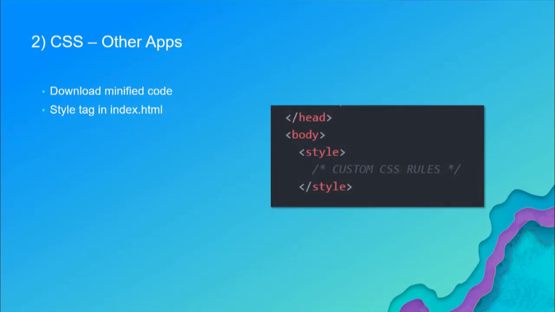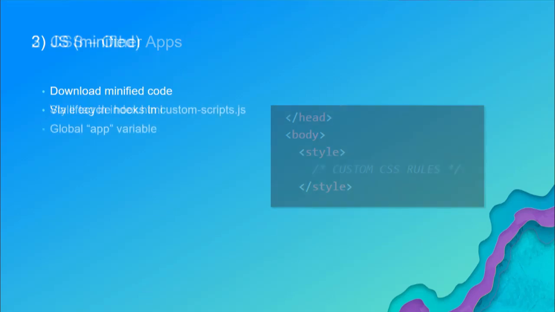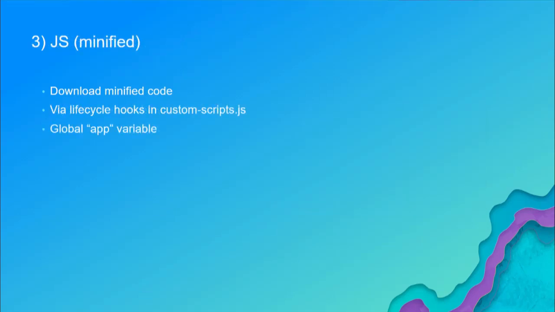A little bit more in depth, if you want to customize the styles of other apps, then you need to download our code. And there's a style tag in index.html that very clearly says custom CSS rules, so you know where you can put it without shooting yourself in the foot. And it's just in there. Now, if you need to modify some behavior with JavaScript or to maybe add on to something, chances are likely you may still be able to get by with using the Minified Code.